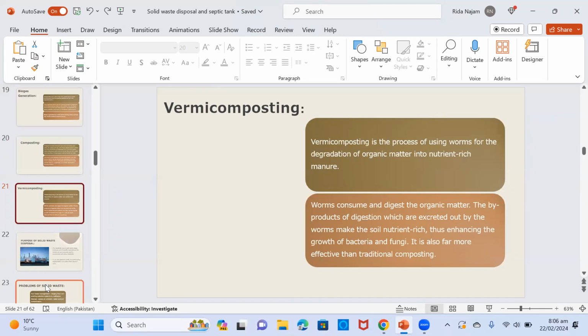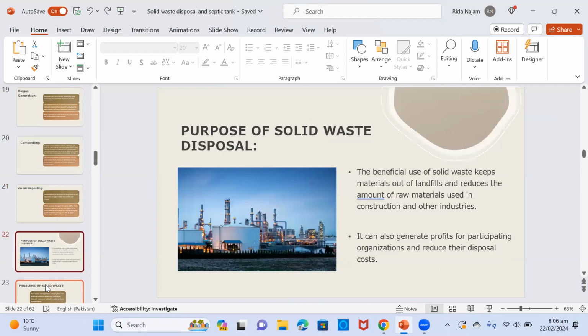Vermicomposting. Vermicomposting is the process of using worms for the degradation of organic matter into nutrient-rich manure. Worms consume and digest organic matter. The byproducts of digestion, which are excreted out by the worms, make the soil nutrient-rich, thus enhancing the growth of bacteria and fungi. It is also far more effective than traditional composting.